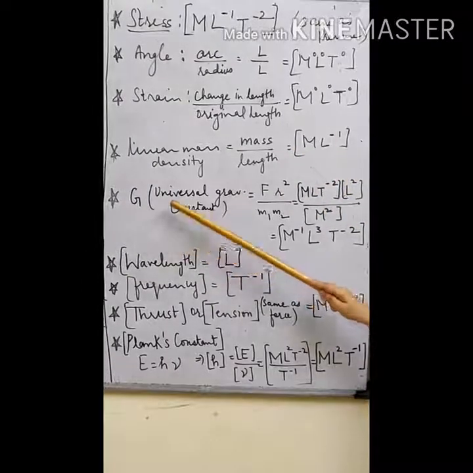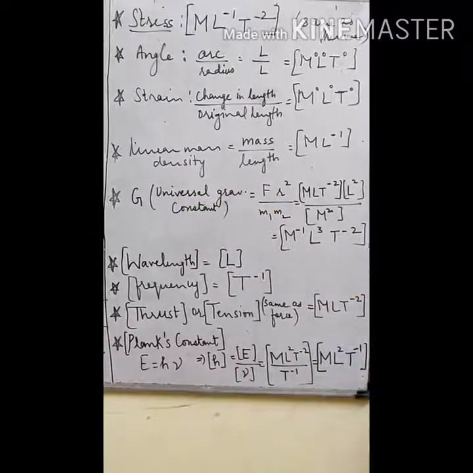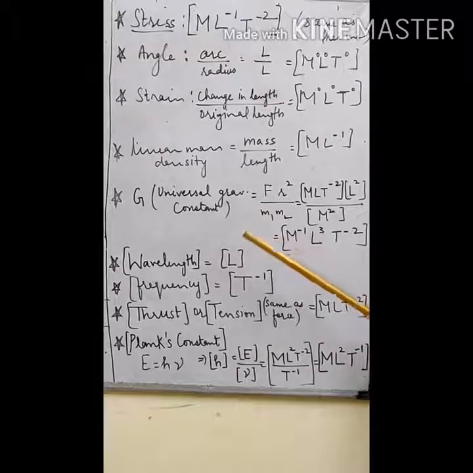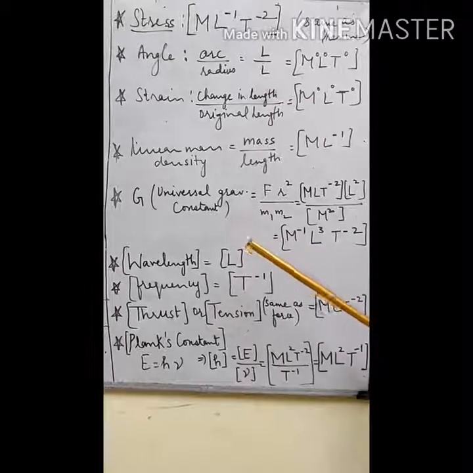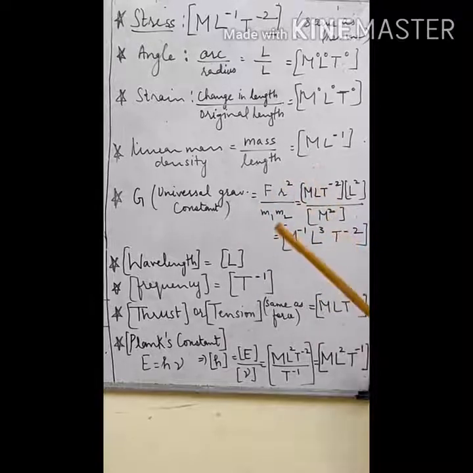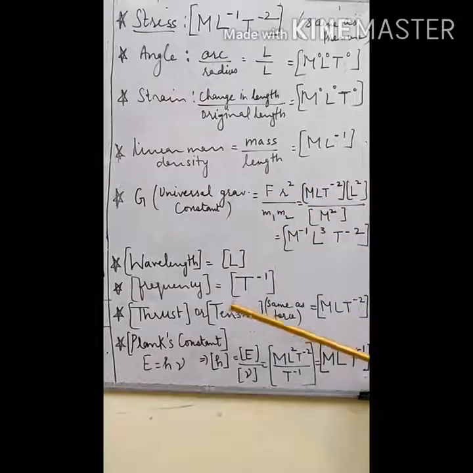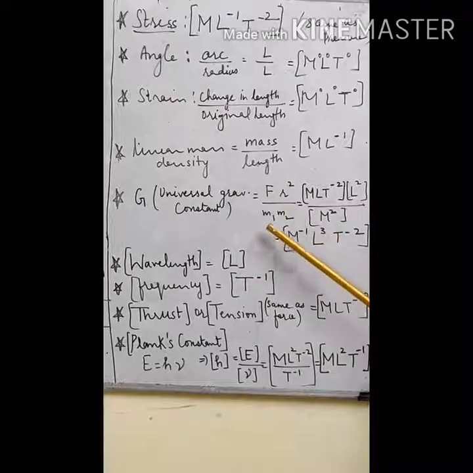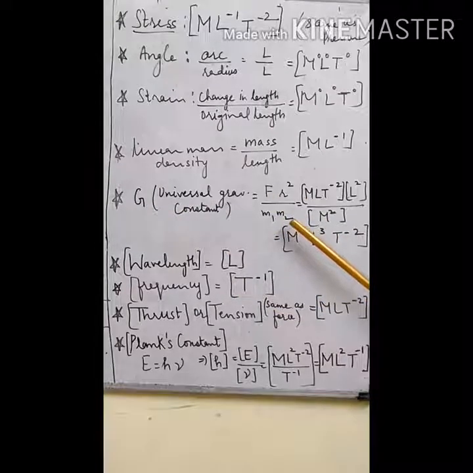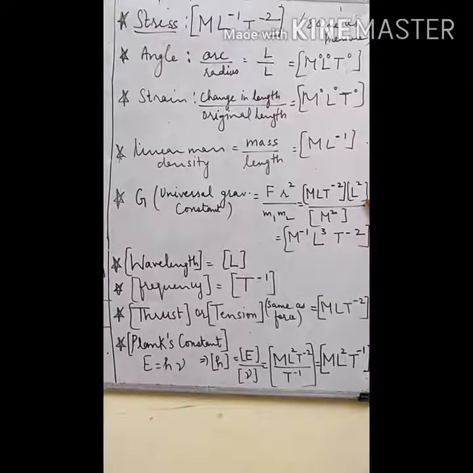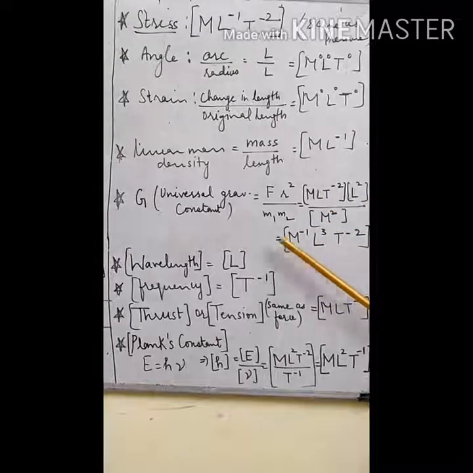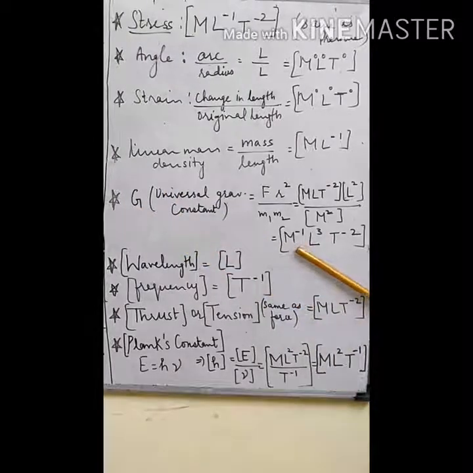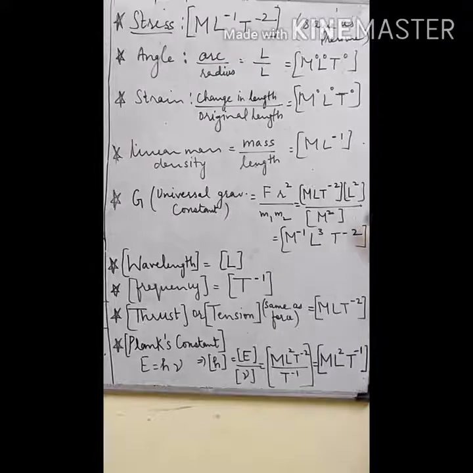Next quantity is universal gravitational constant. We have studied its name in class 9th in accordance with the gravitational formula of Newton. Formula was F is equal to G m1 m2 over r². Now using that formula, G will be force into distance squared divided by mass 1 into mass 2. Writing down the dimensional formula, we will get the dimensions of capital G, meaning universal gravitational constant, as M^-1 L³ T^-2.